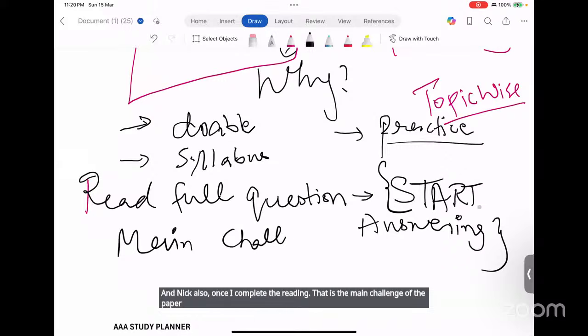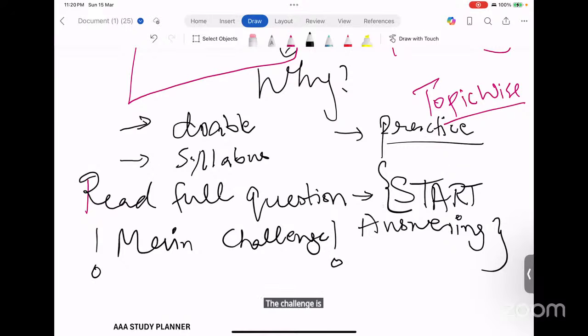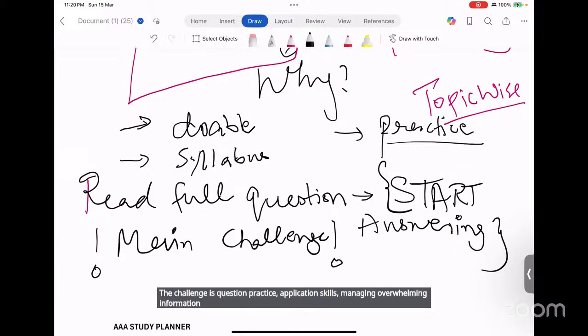So if you think that the audit syllabus is the challenge, you're going to lose your attempt. The challenge is question practice, application skills, managing overwhelming information, and time management. Most people fail AAA because of time management.